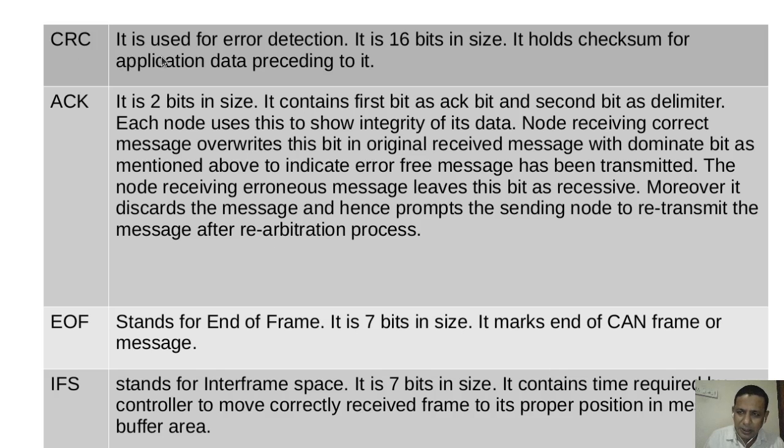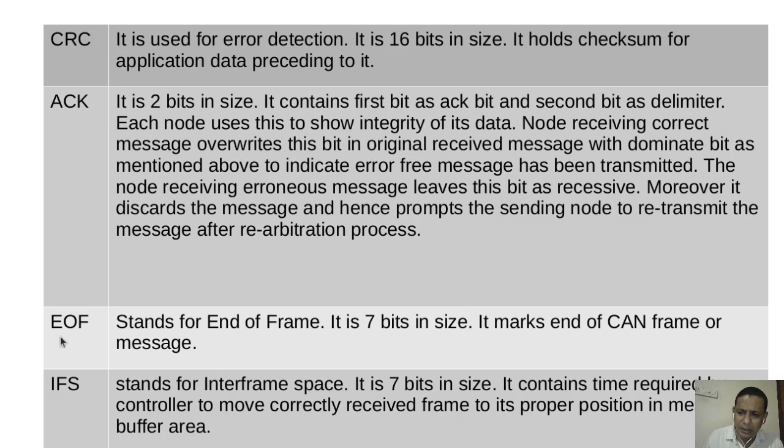Then the next is the CRC. It is used for error detection and correction, and it is 16 bits in size. The next two bits are ACK. This is 2 bits in size, and actually all nodes receive the data sent by the sender. So the node corresponding to the correct receiver will update its value in the acknowledgement field. That is the use of this acknowledgement field.